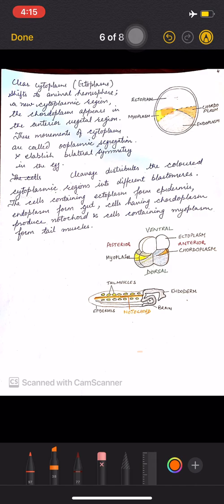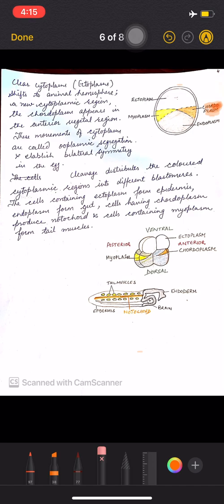And the clear cytoplasm, that is ectoplasm, has now shifted towards the animal pole, and a new cytoplasmic region, the chordoplasm, appears in the interior vegetal region. So this is the chordoplasm. A new cytoplasmic region develops in the interior vegetal region, which is known as chordoplasm, right? These movements of the cytoplasm are called ooplasmic segregations.